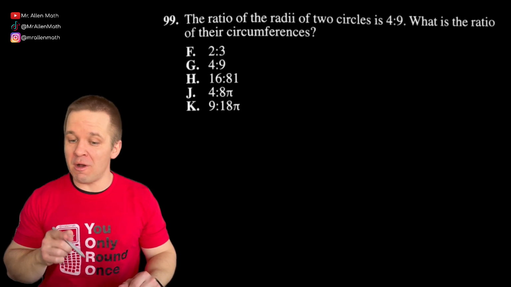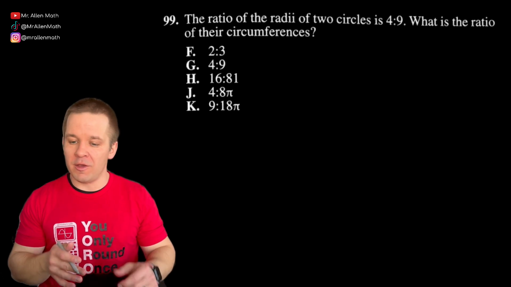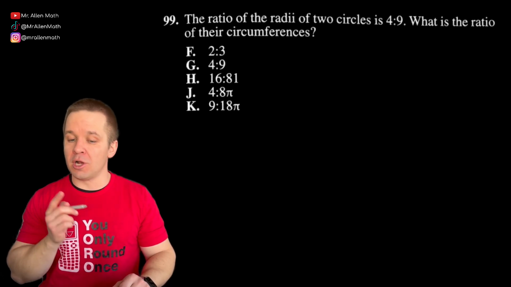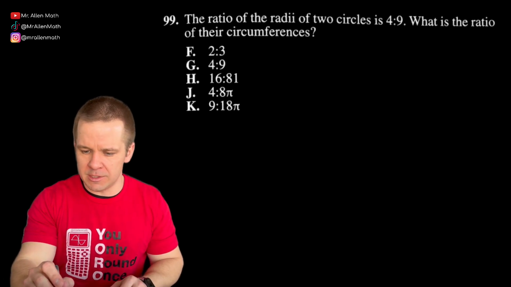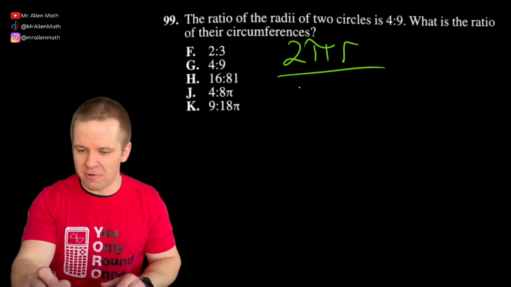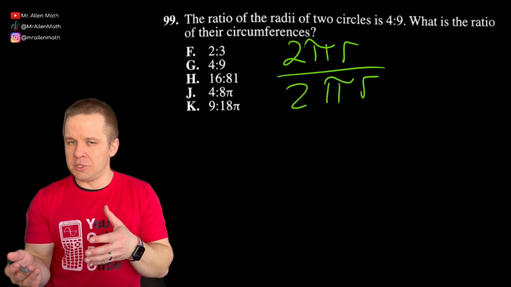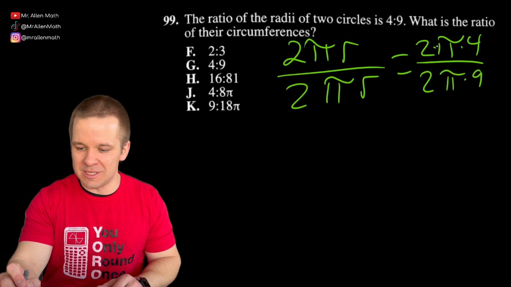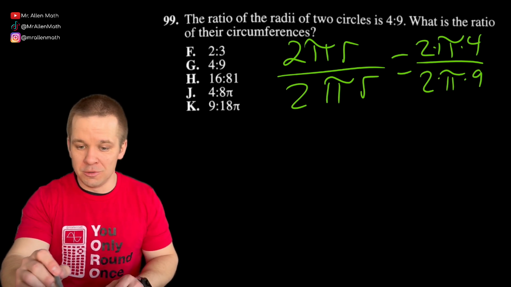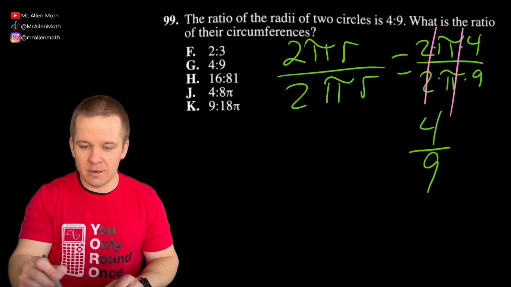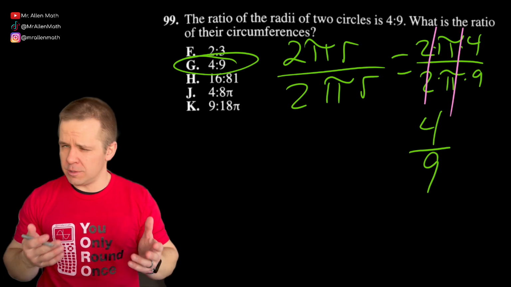For this one, the ratio of the radii of 2 circles is 4 to 9. They can be written as a fraction as well, or even with the word 'to' between 4 and 9. What is the ratio of their circumferences? Circumference is 2 pi r. If I'm talking about ratios, I can write this as a fraction, 2 pi r over 2 pi r, and substitute the 4 and the 9 in here. It's just going to be 2 pi times 4 over 2 pi times 9. There's multiplication implied between all of these. My 2's are going to cancel, my pi's are going to cancel, and I'm just left with 4 to 9. So we've got answer G right there, which is good.